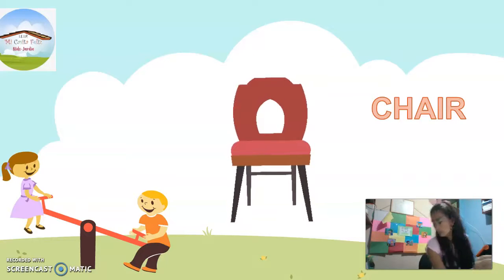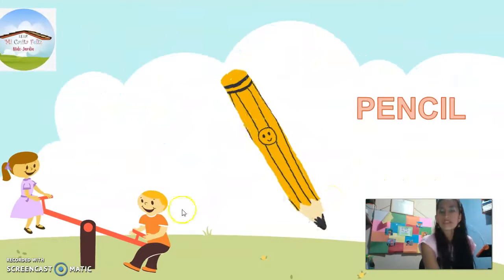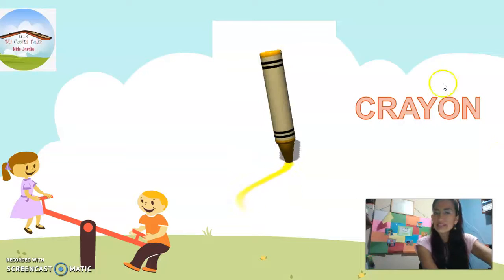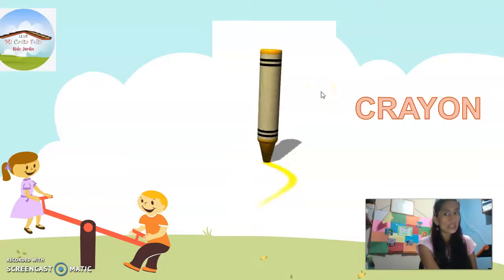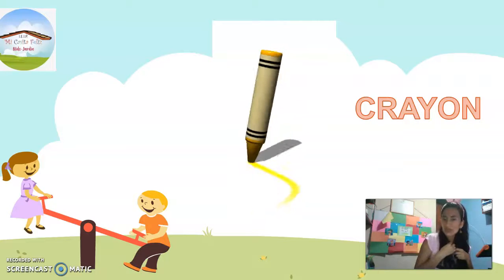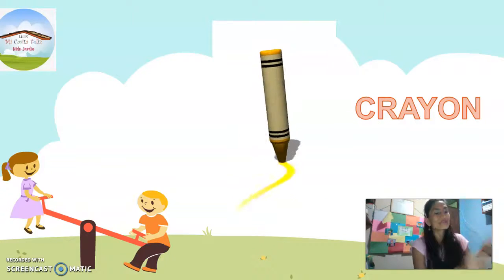Oh, a pencil. What is that? That is a pencil. What is this? This is my pencil. So, what is that? That is a crayon. What is this? This is my crayon, my red crayon.